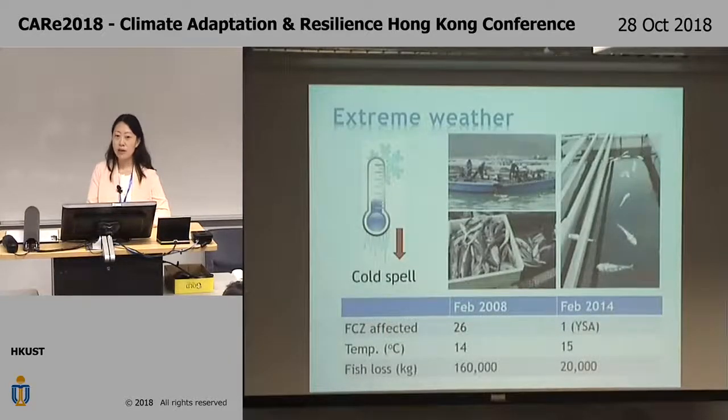And yesterday, the director of the Hong Kong Observatory also mentioned the problem of the cold spell, a very short period of very low temperature. Actually, that also hit our industry. In 2008 and 2014, the temperature dropped below 15 degrees Celsius, and then we had a substantial loss of fish.